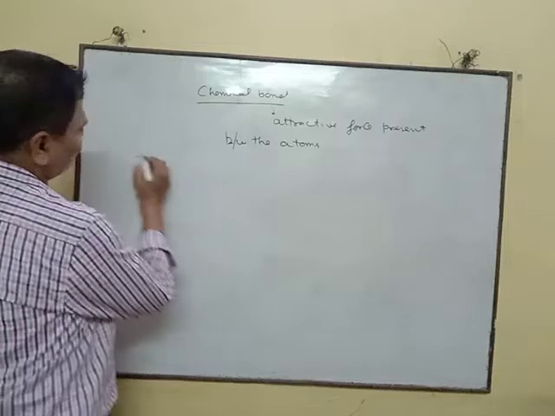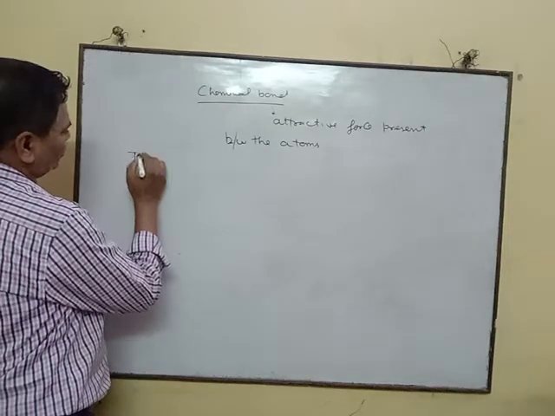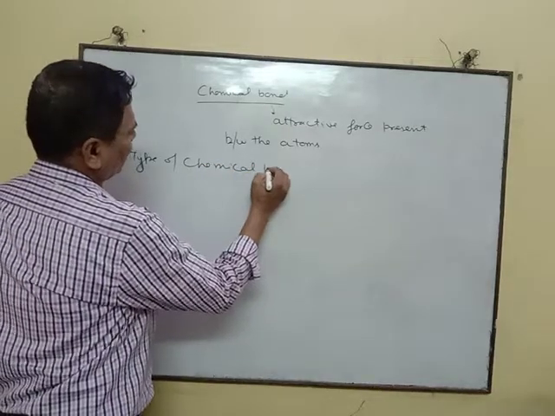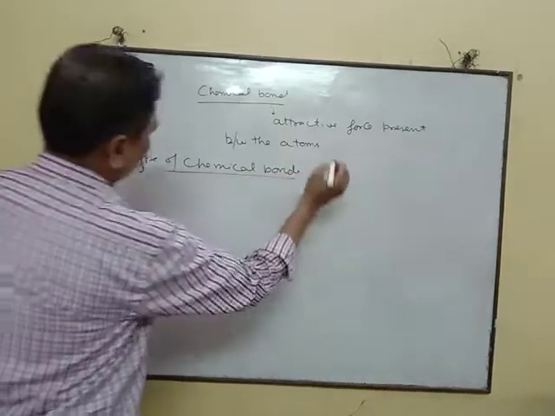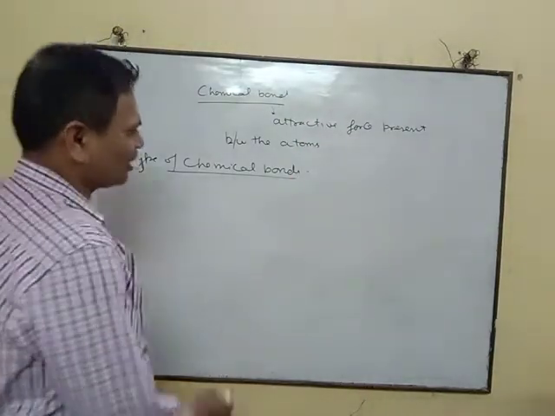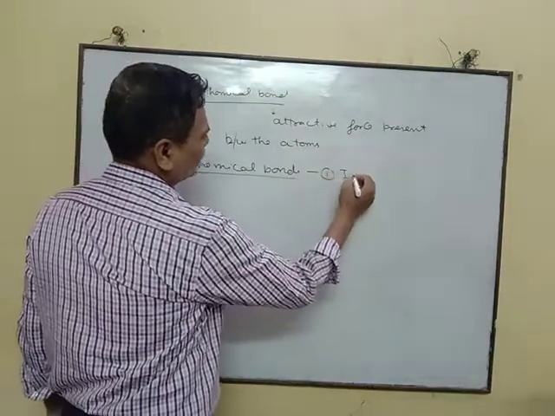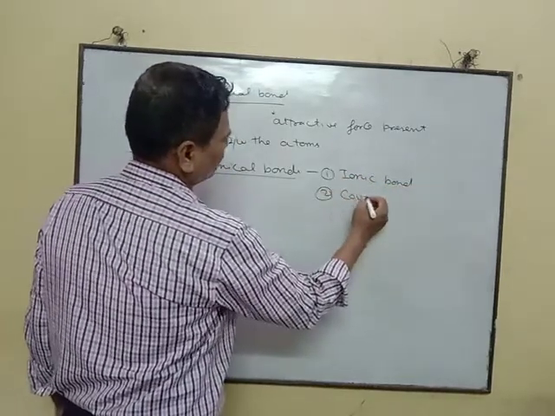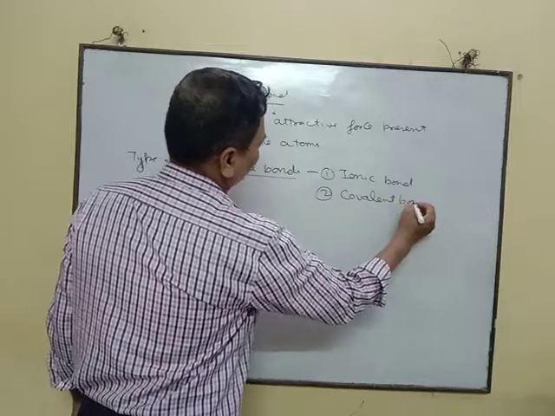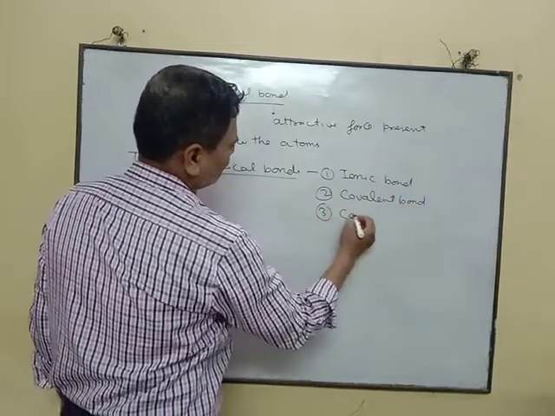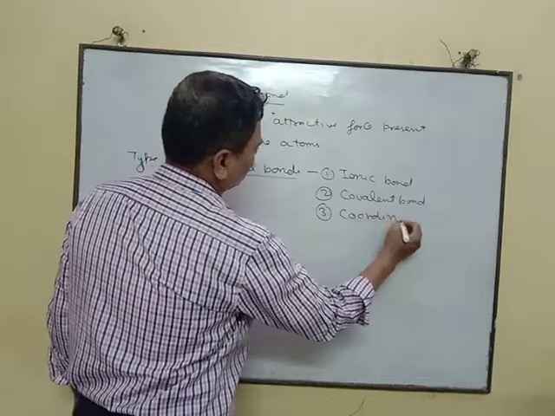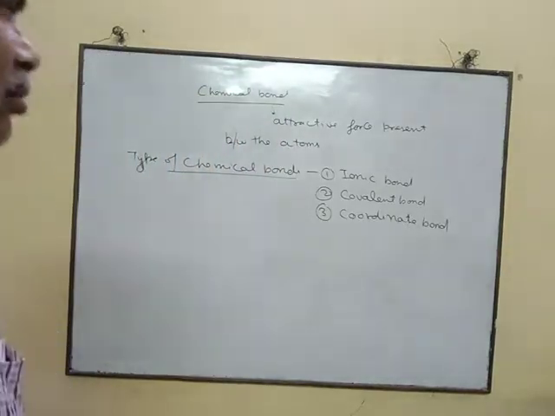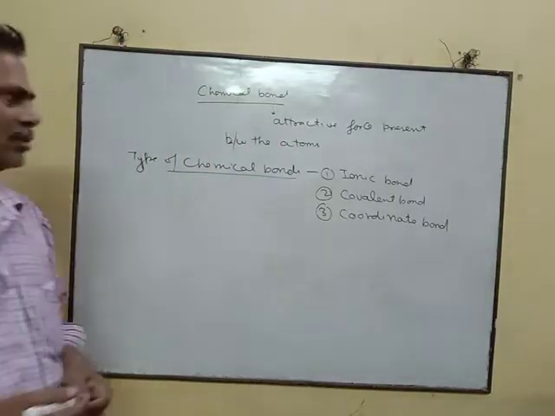And now the types of chemical bonds. What are the types of chemical bonds? Chemical bonds are of three types. First one is ionic bonding, number two is covalent bonding, and number three is coordinate bonding.